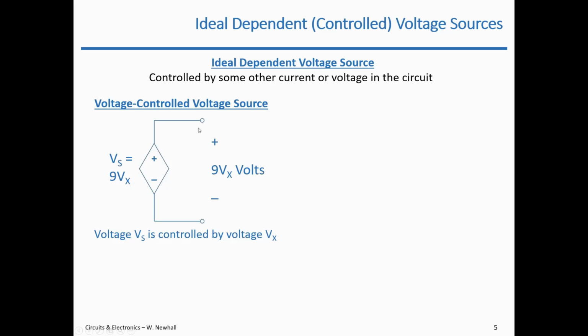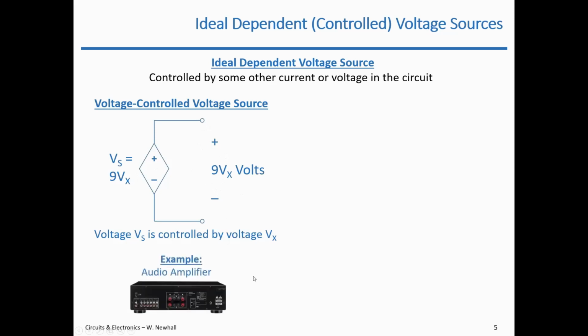So at its terminals, it's ideal, so it'll always maintain 9 Vx no matter what is connected to it, except of course a short. If you take a wire and connect it, that's a conflict, because you can't define a voltage across a short. So anything but a short, this voltage source can maintain a specified voltage.